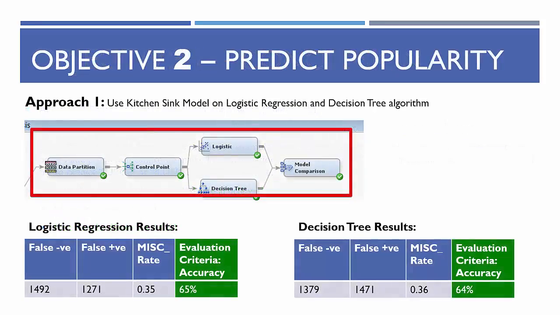1400. So our objective 2 involves predicting the popularity variable, which is a categorical variable. We'll go ahead with logistic regression and decision tree using a kitchen sink model where all 71 attributes are involved. The output gives us an accuracy of 65% using logistic regression and 64% using decision tree from our approach 1.